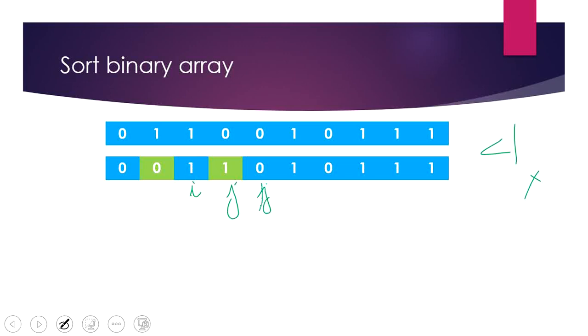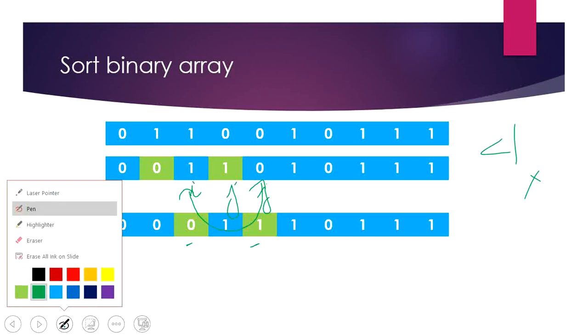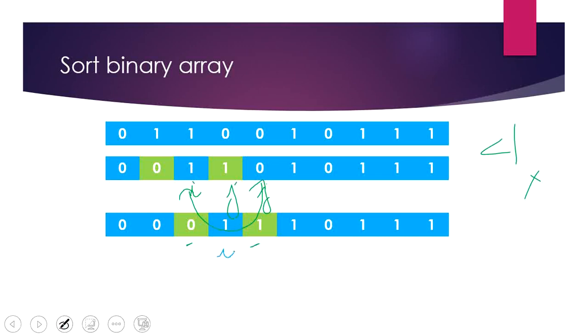So it's time to swap i and j. Once you swap, it becomes this, that is 0 and 1 are swapped. Once swapping is done, it's time to move our pointer i to the next position. So now our i is here and j is here. Swapping is done, so j moves to this one. It is again not less than 1. So again j moves to 0. Now 0 is less than 1, so it's time to swap i and j.